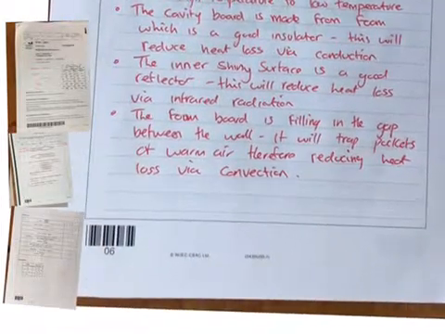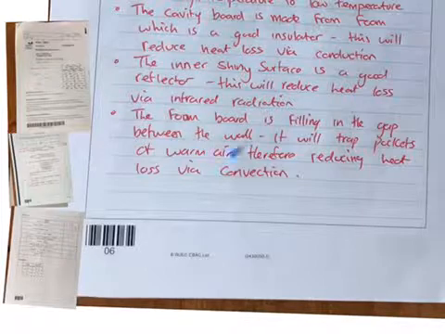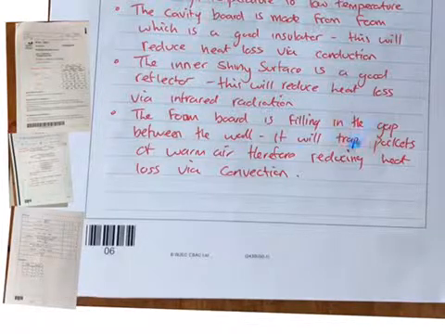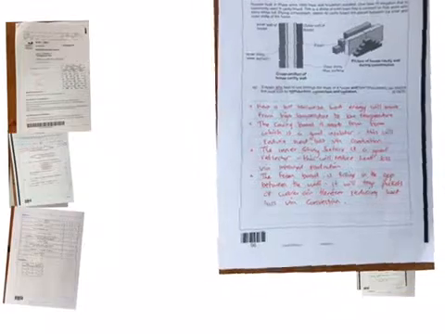And then my last point there, that foam board is filling the gap that would otherwise be between the wall, which would be filled with air, which is a fluid. Therefore, it's going to reduce heat loss via convection. It's going to trap pockets of warm air. So that's your 6 marks there.